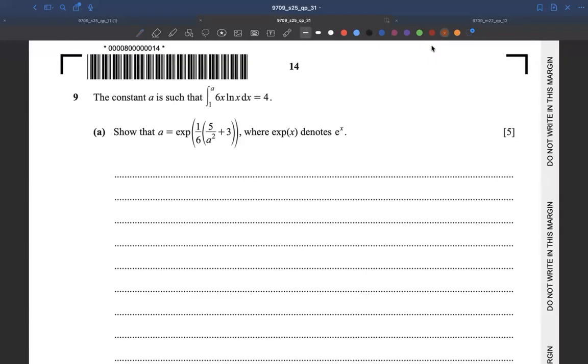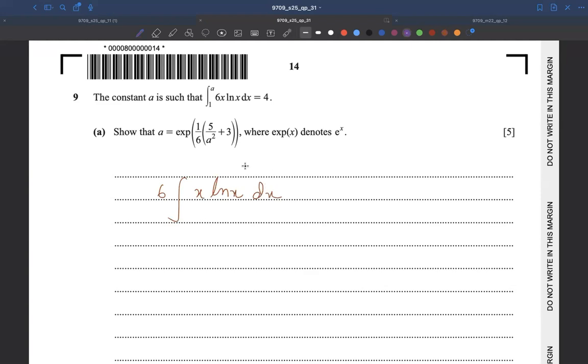Question 9, the constant a is such that the integral of 6x ln x equals to 4 with the limits a and 1. We have to show that a is equals to e to the power of whatever the function is. Now, in the first step, we'll integrate this function 6x ln of x. We can keep the 6 outside. We can apply the limits at the very end. And we'll first integrate x ln of x and then put the limits and put it equals to 4.